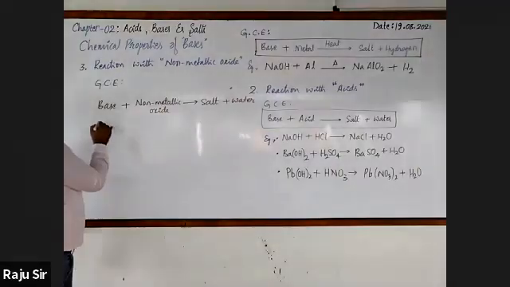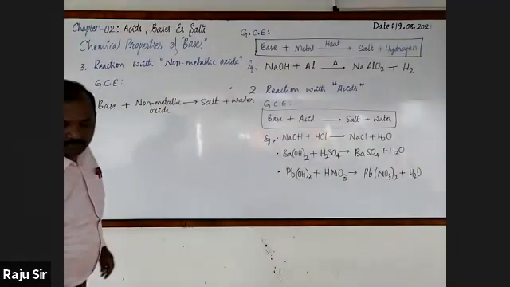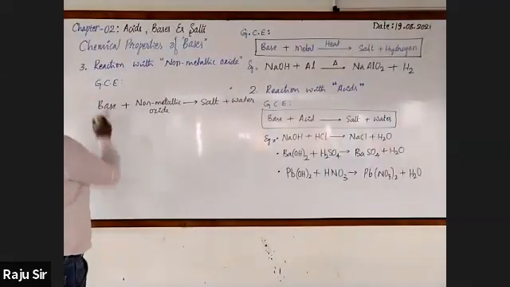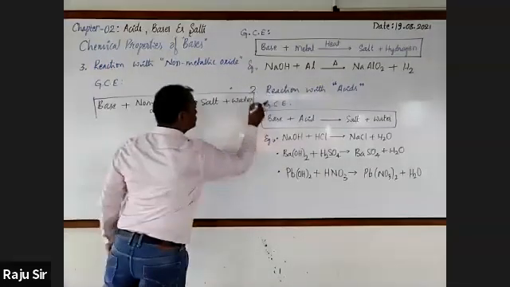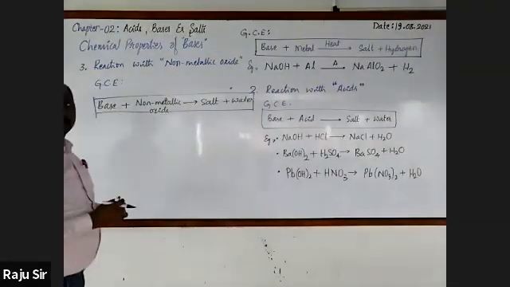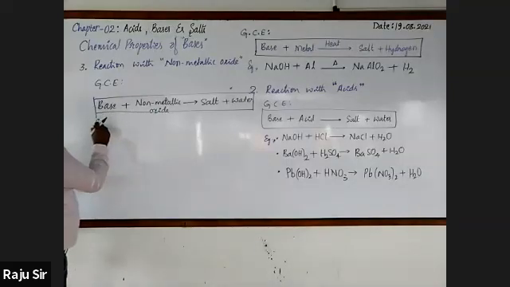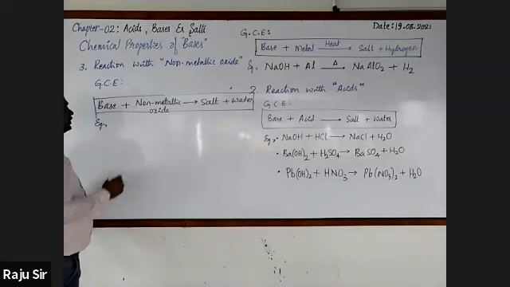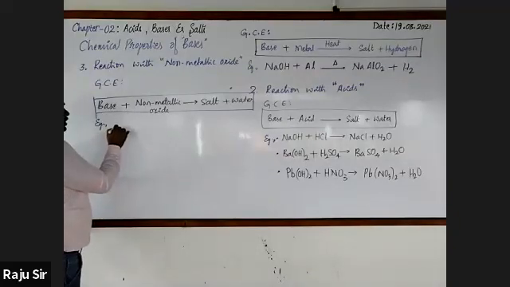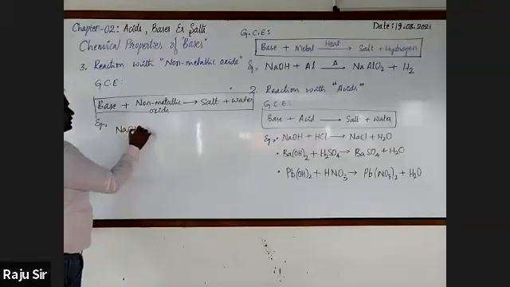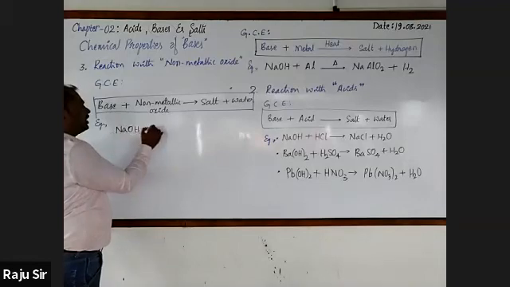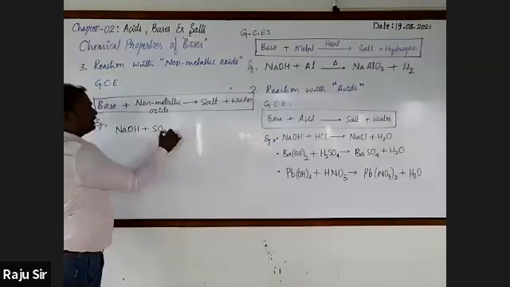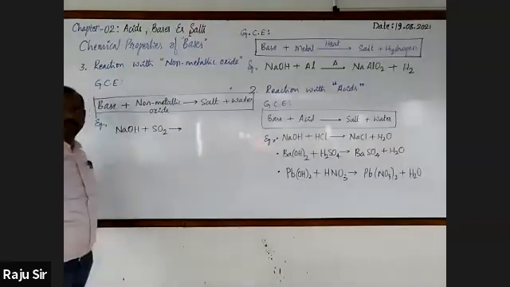Let me take a few examples, so that you highlight this with a box. Examples. Let me take the base called NaOH. When it reacts with the non-metallic oxide sulfur dioxide, name the salt that is produced.